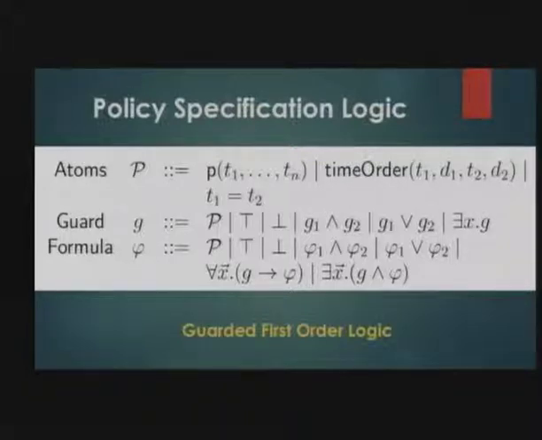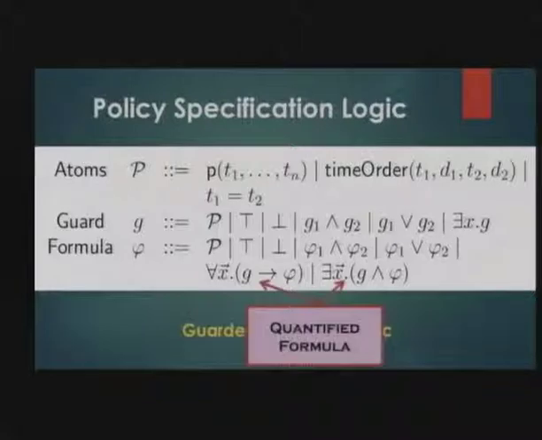Or it could be a conjunction of two policies, or a disjunction of two policies, or you have a quantified formula. So for the quantified formula, the first one, what you have to read is, for all x that satisfies G, also satisfy this phi. That's how it's read. The second formula basically reads, there exists x for which, if it satisfies G, it also satisfies phi.